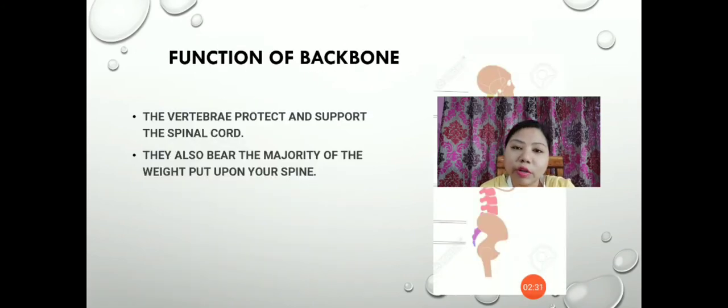Now, what is the function of the backbone? The vertebrae protect and support the spinal cord. As I have said, it provides space for the spinal cord to move through, and they also bear the majority of the weight put upon our spine. So the weight which is put upon our spine is actually borne by the backbone. These are the two main functions of the backbone.